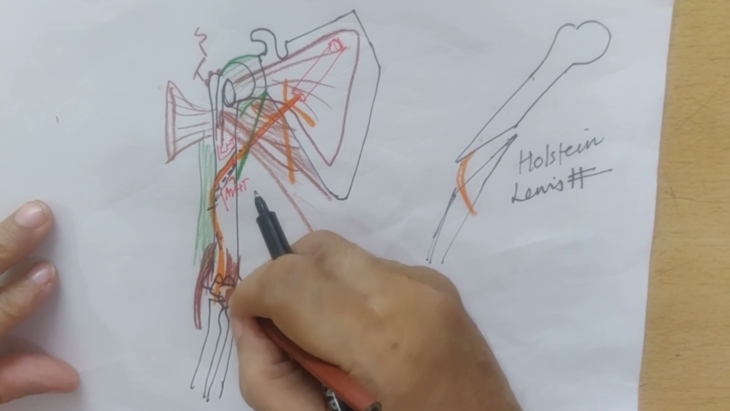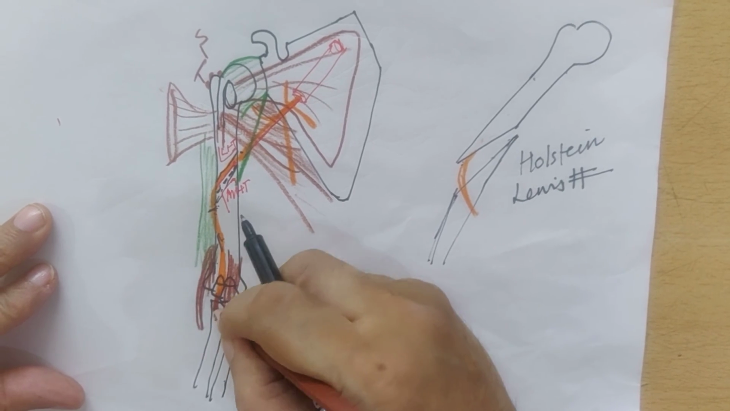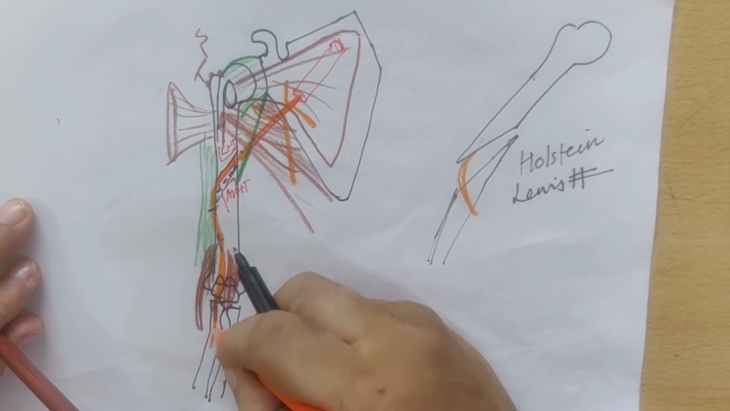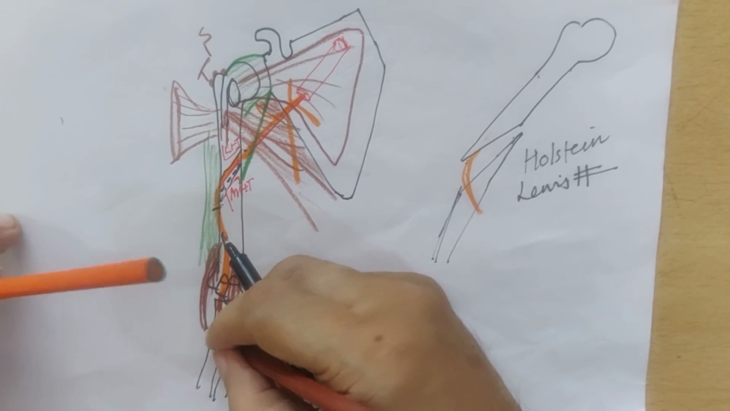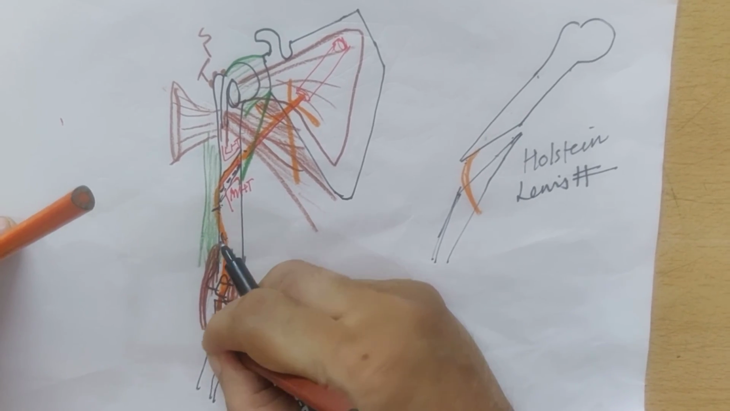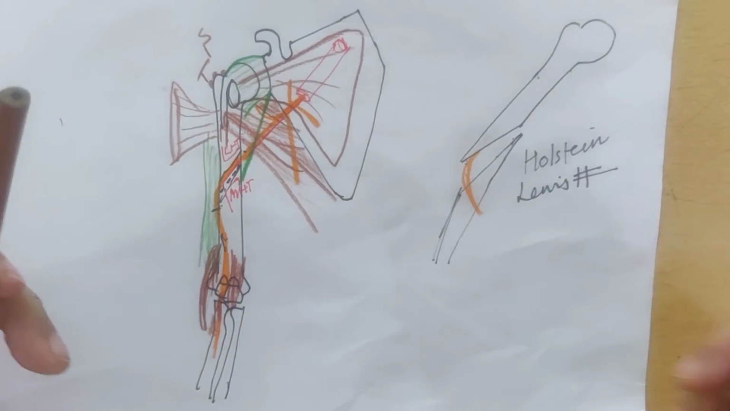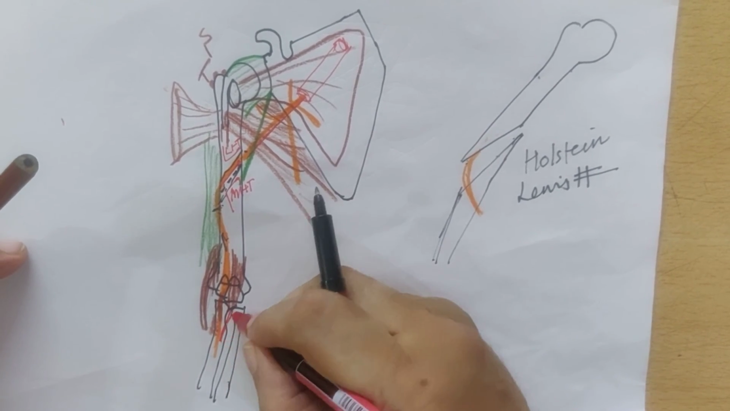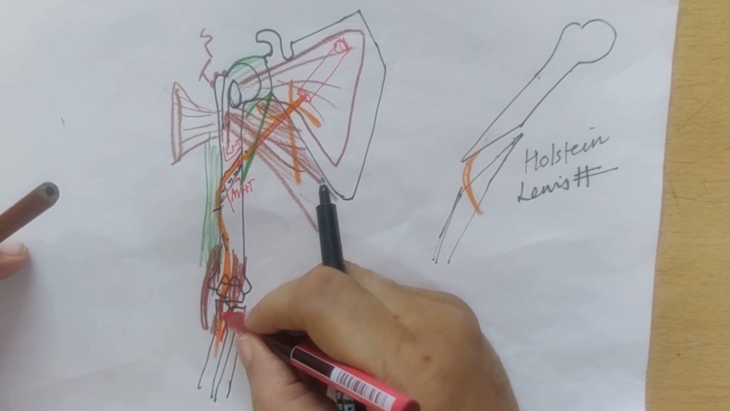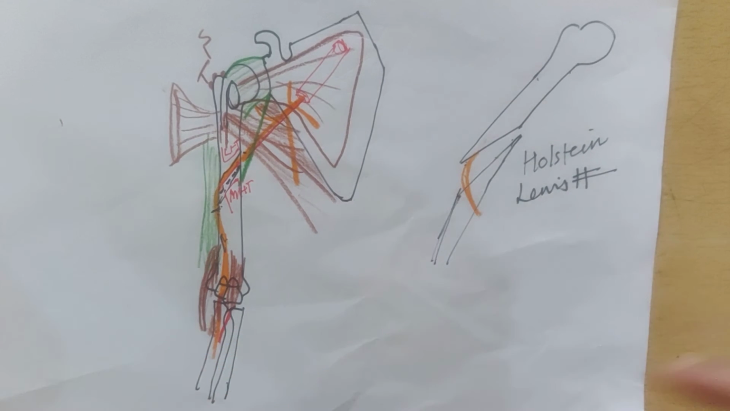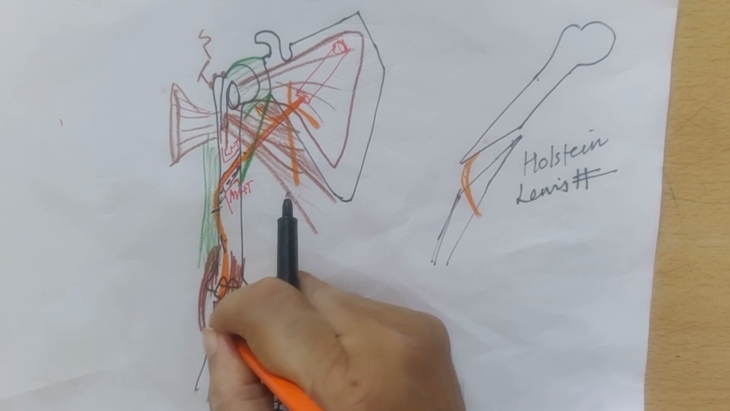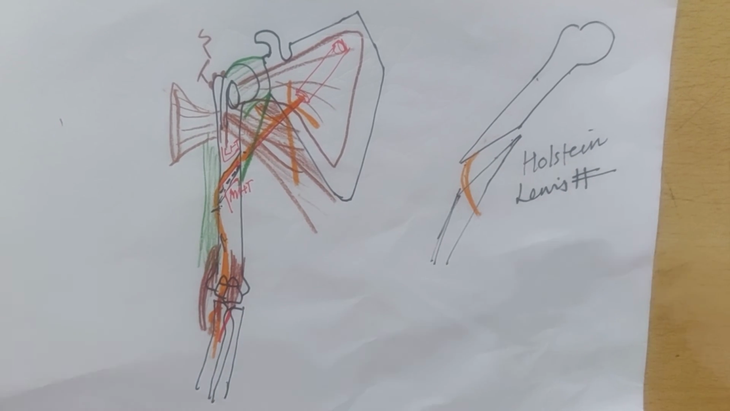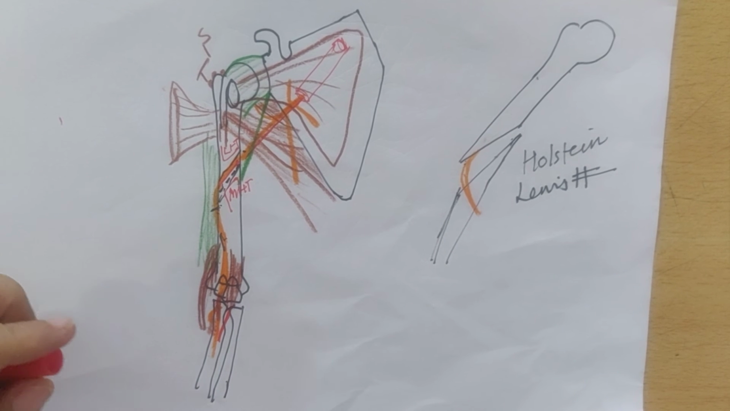So as this nerve crosses the elbow, it lies on the supinator crest. The supinator muscle is attached here. It lies on the supinator crest, accompanied by the radial artery, and it gives the posterior interosseous branch which winds round the neck of the radius and supplies all the muscles of the extensor compartment.